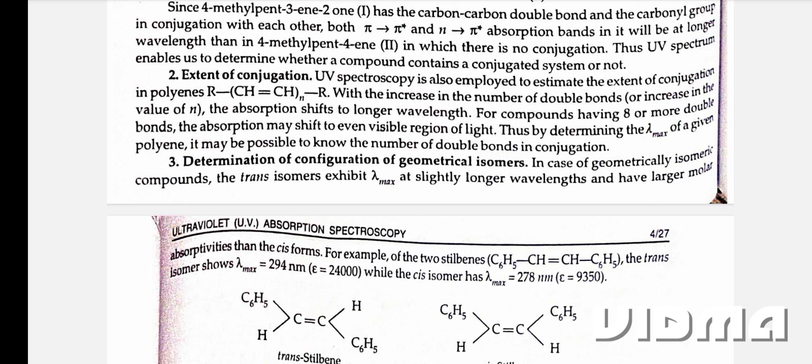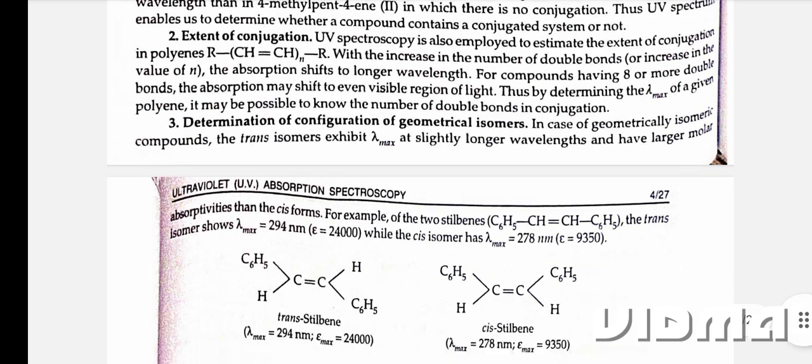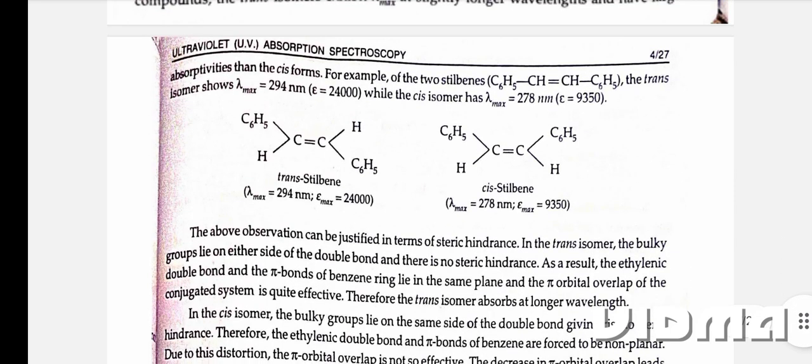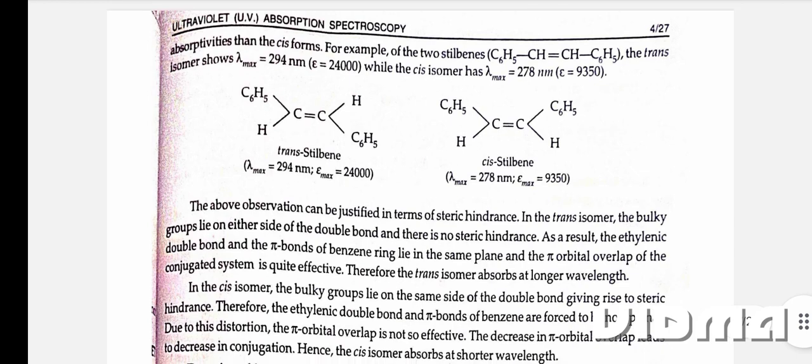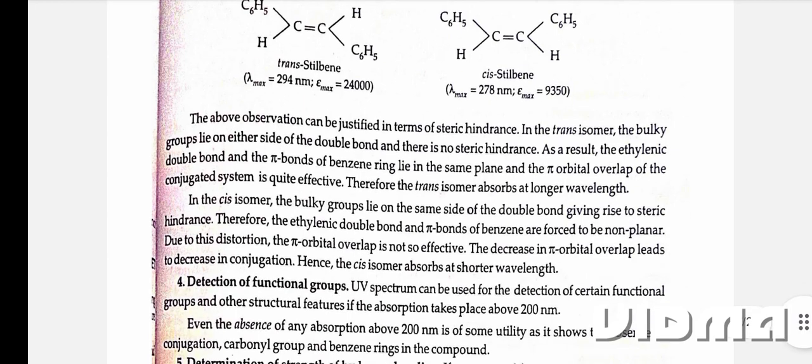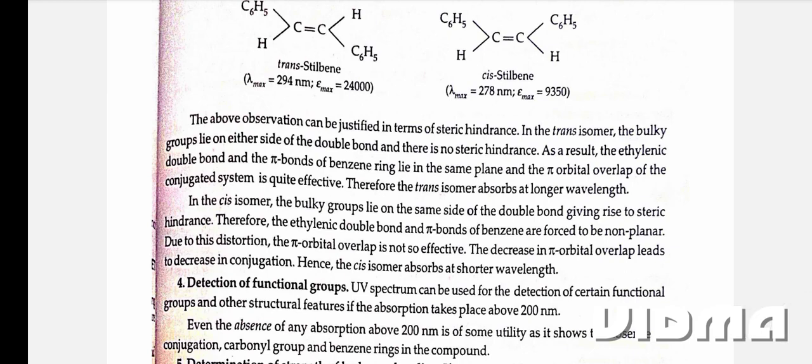Determination of configuration of geometrical isomers. In case of geometrical isomeric compounds, the trans isomers exhibit lambda max at slightly longer wavelength and have larger molar absorptivities than the cis forms. For example, in the two stilbenes, the trans isomer shows lambda maximum at 294 nanometer and the cis isomer has lambda maximum at 278 nanometer. The above observation can be justified in terms of steric hindrance.